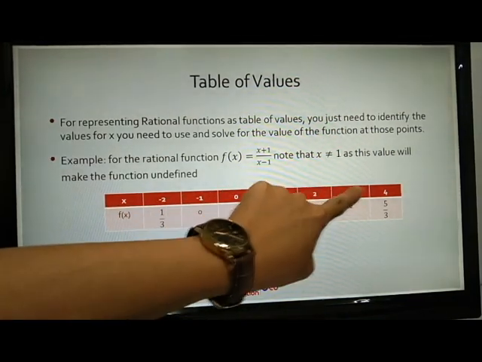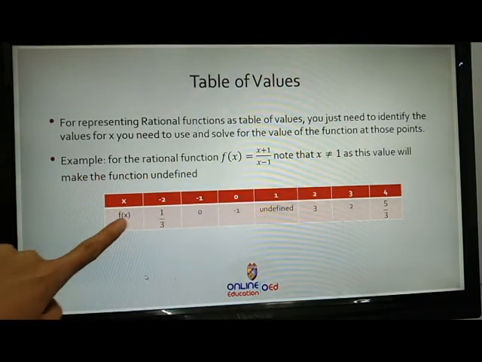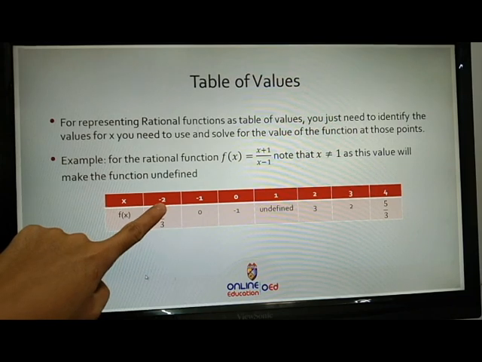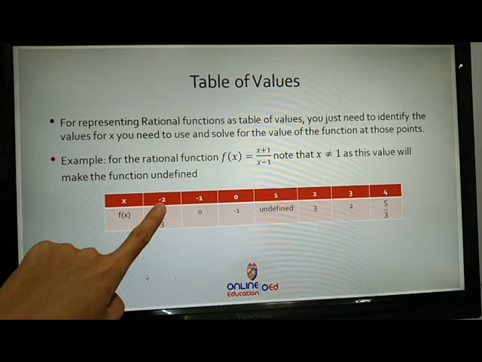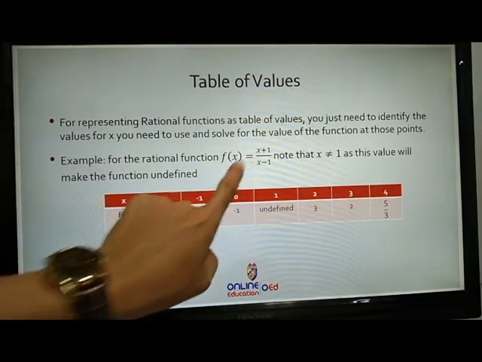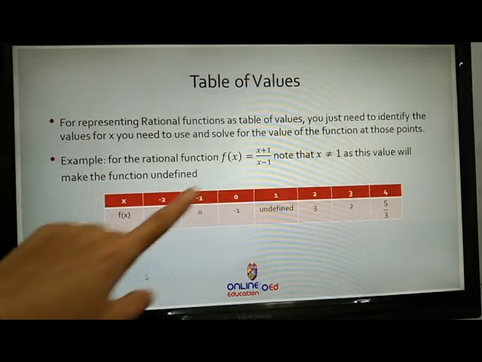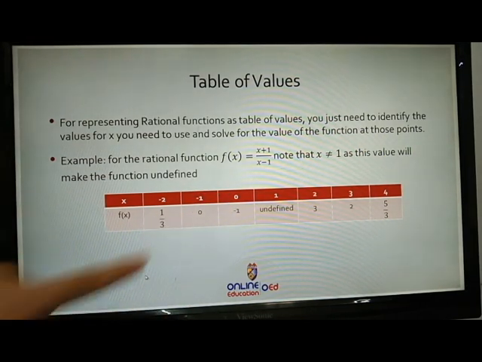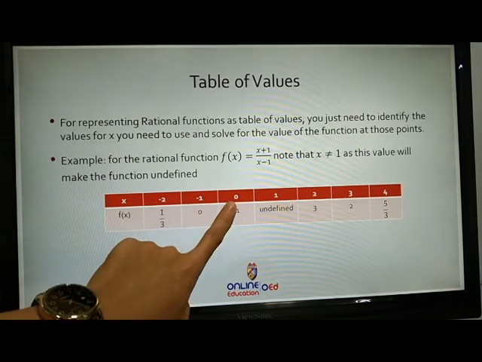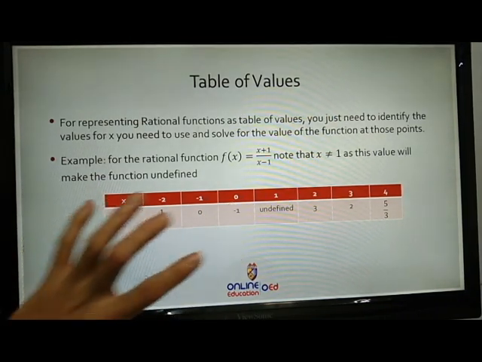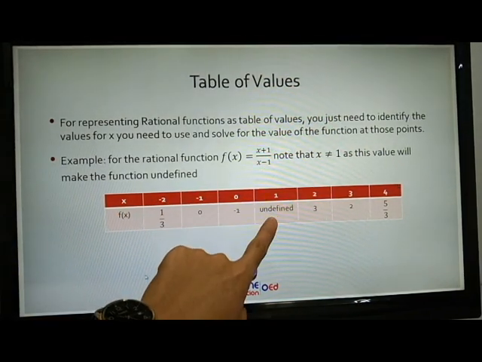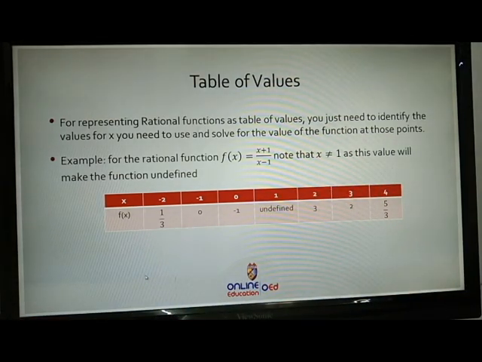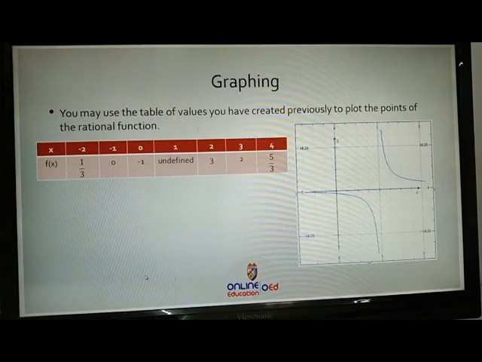So, for the given inequality, this will be the resulting value. This is the value of x and this is the value of the function. Okay, so whenever x is equal to negative 2, the value of the function would be 1 over 3. You just have to substitute negative 2 dun sa value ng x and then compute for the value of the function. Whenever x is negative 1, the value of the function is 0, and whenever x is 0, then negative 1, and so on and so forth. Pagdating sa 1, if x is 1, magiging 1 minus 1, undefined yun. Okay, so that's how you represent the table of values for rational functions.